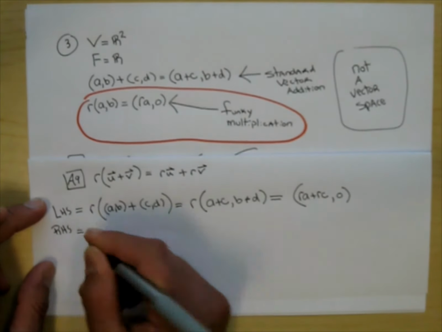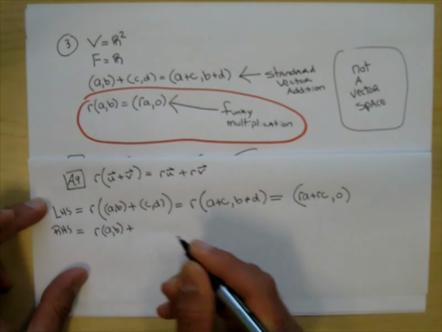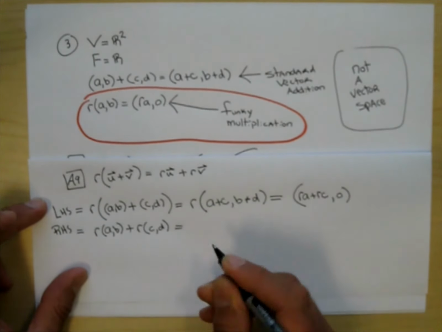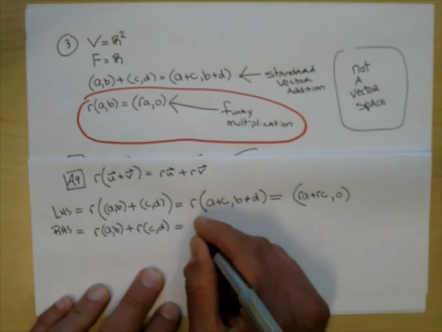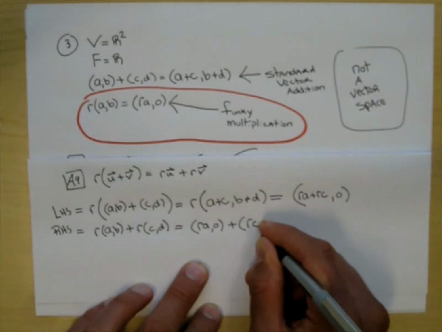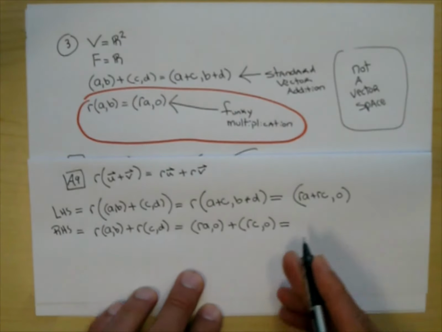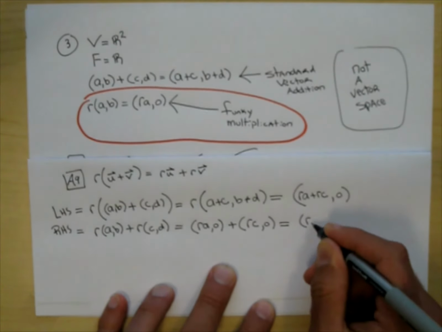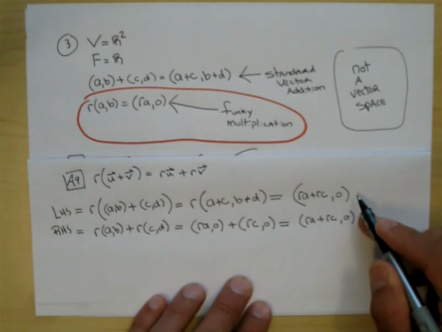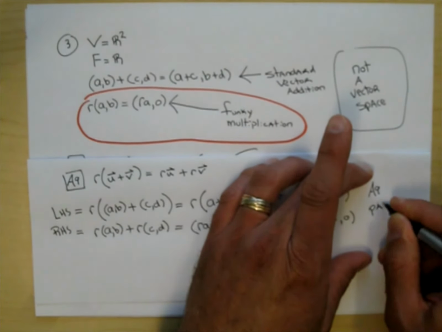Right-hand side is R times U, which is AB, plus R times V, which is CD. Okay, funky multiplication both times. So this is going to be RA0 plus, and then this one is RC0. Well, I'm going to add those together using standard vector addition because we can. And this is going to be RA plus RC0. And look, the left-hand side equals the right-hand side. This would tell us that A9 passes.